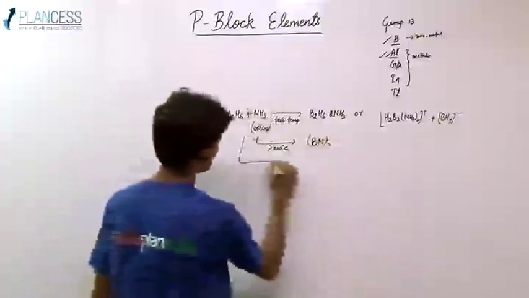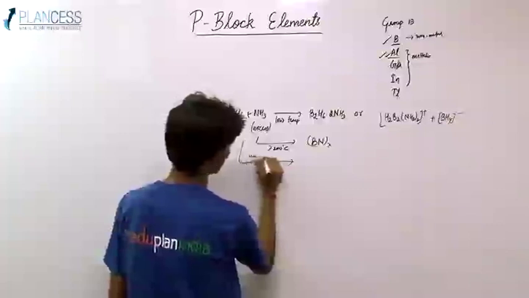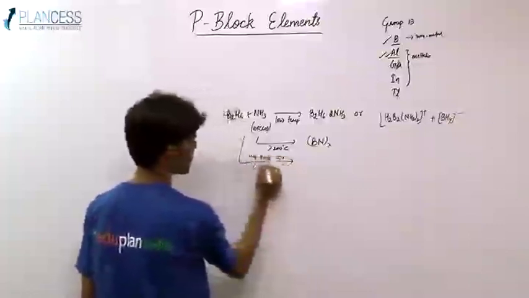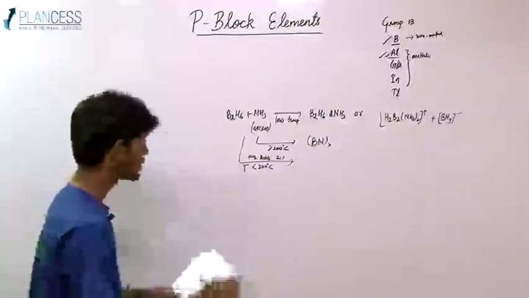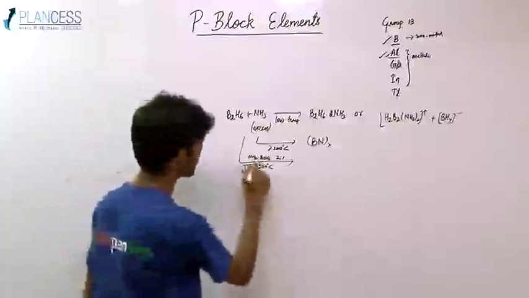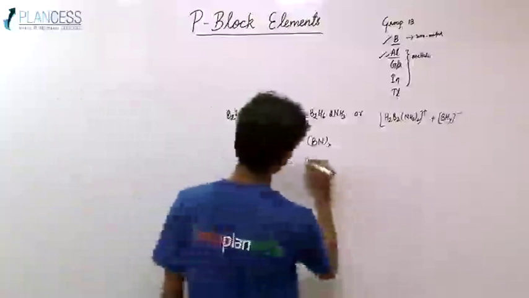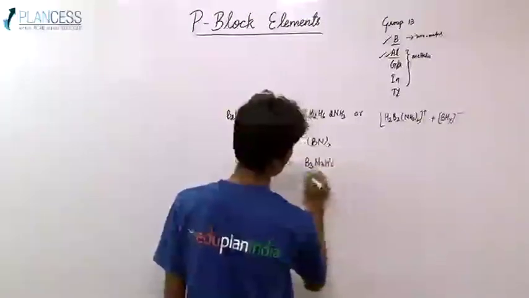And if it is not in excess, the ratio of NH3 to B2H6 is 2:1, and the temperature is less than 200 degrees centigrade. If the temperature is greater than 200 degrees centigrade and the ratio is 2:1, then borazine is formed, that is B3N3H6, also known as borazine.